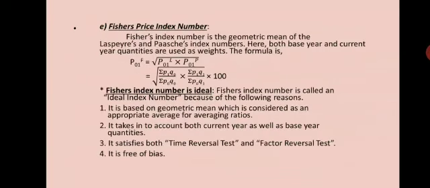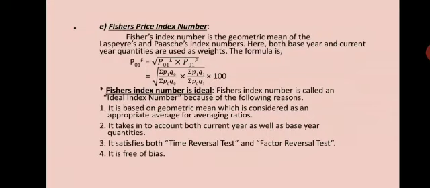The fifth method is Fisher's price index number. Fisher's index number is the geometric mean of the Laspeyres and Paasche index numbers. Here both base year and current year quantities are used as weights.